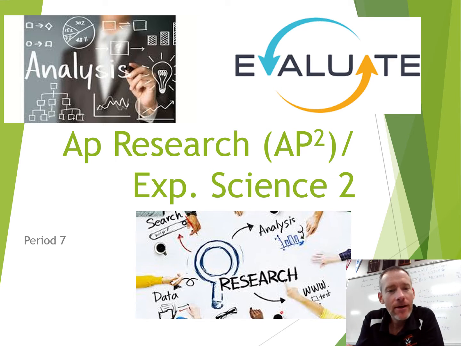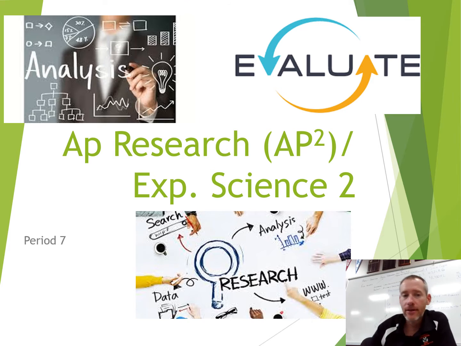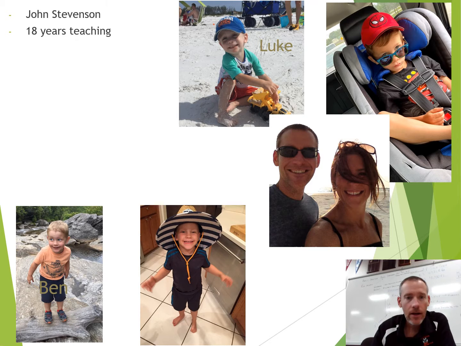Another virtual YouTube video. This is AP Research and Experimental Science 2. So I have some juniors and seniors doing individual research. I have to call AP Research AP squared because their paper is called Advanced Academic Paper, so AP. This is period 7, and let's go.